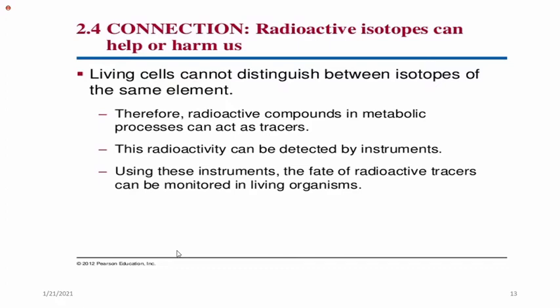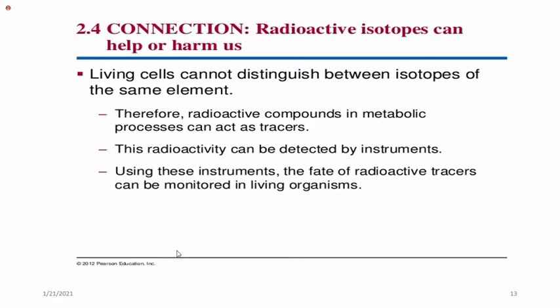All of us know the tragedy that took place in Japan, Hiroshima, Nagasaki. You might have come across it in historical aspects. Still, after so many years, the people living there are finding the adverse effects of those radiations. Now, living cells cannot distinguish between the isotopes of the same element. Therefore, radioactive compounds in metabolic processes can act as tracers. So during research and diagnostics, these radioactive isotopes are utilized.